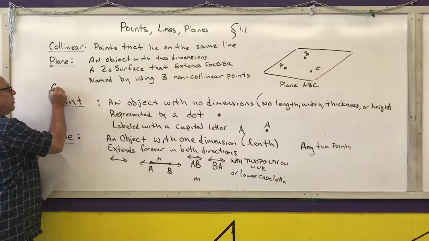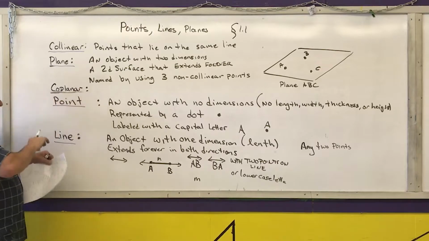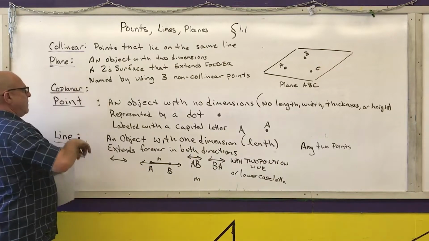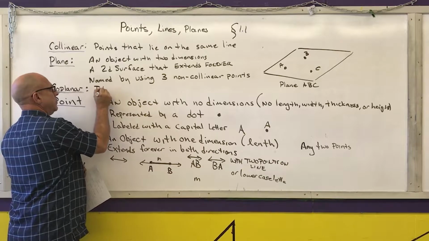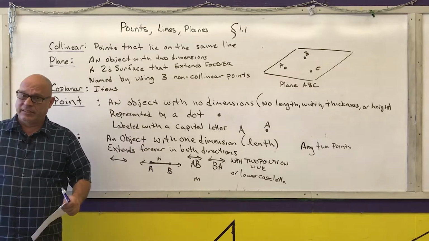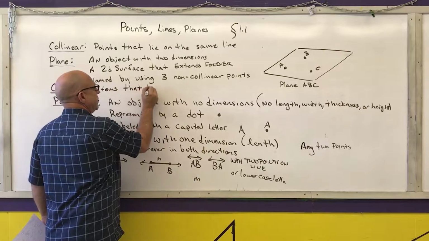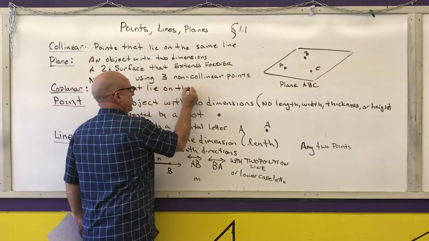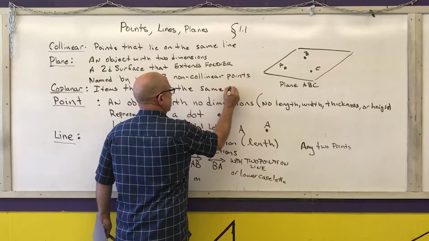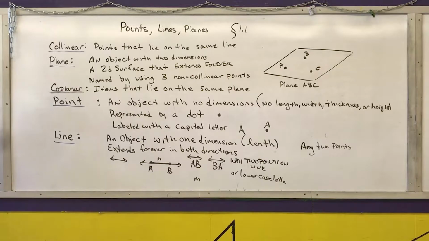Next thing I want to talk about is coplanar. These are items, and it can be points, they can be lines, they can be the next things we talk about, rays and segments. So items that lie on the same plane. So that gets us through some basic definitions and our undefined terms.